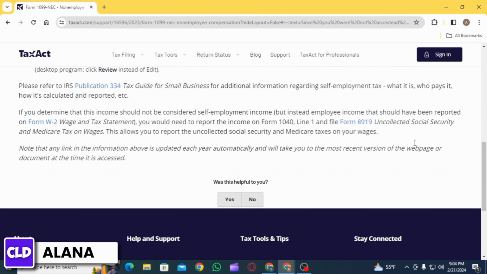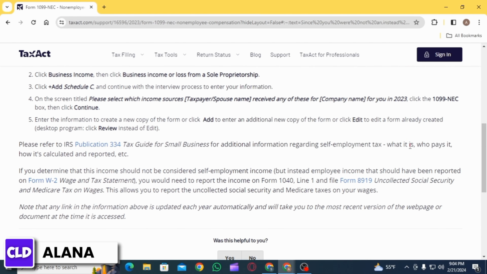Once you have entered all the relevant information, TaxAct is going to provide you a summary for review. Check to ensure that the information is accurate. After confirming the accuracy, you can proceed with the rest of the tax filing process with TaxAct.